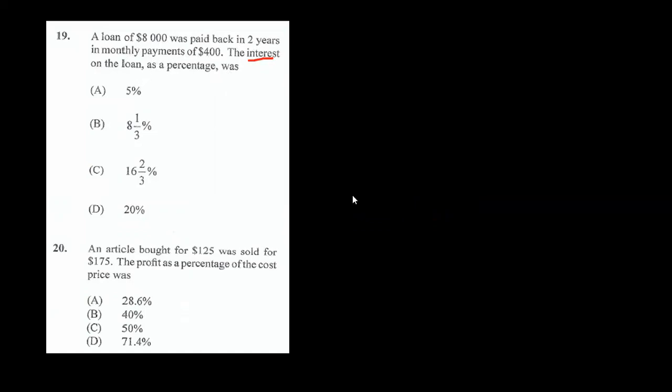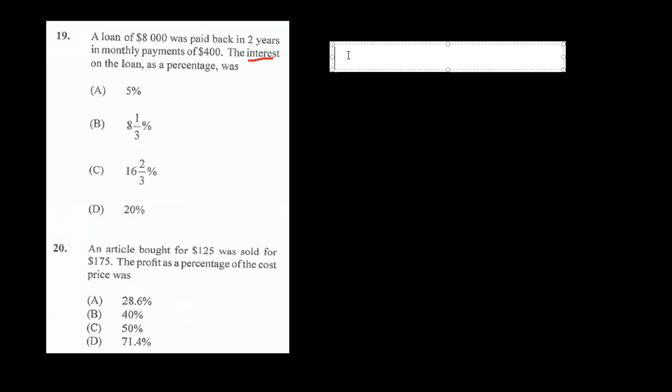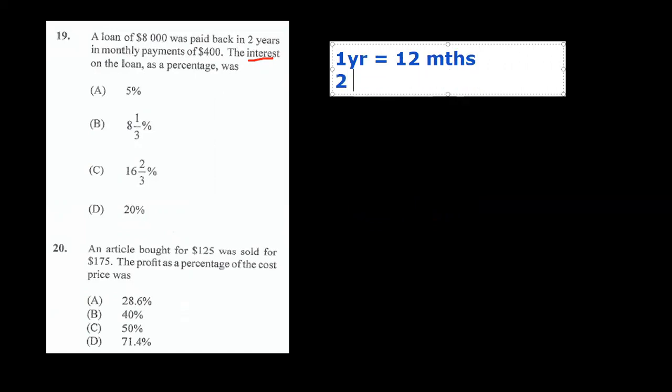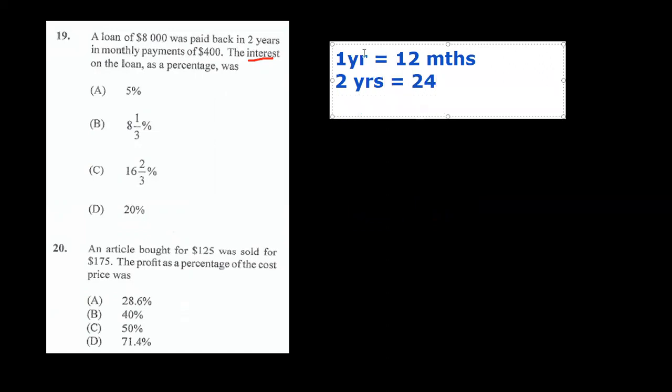All right. So the obvious way to do it is 2 years you pay $400. Remember, 1 year is 12 months. 2 years is going to be equal to 24 months. $400 for 24 months is 400 times 24. Let's work that out. Will give me $9,600.